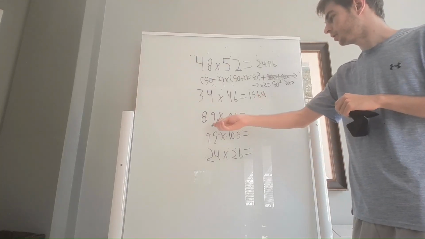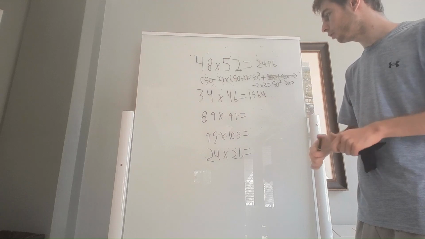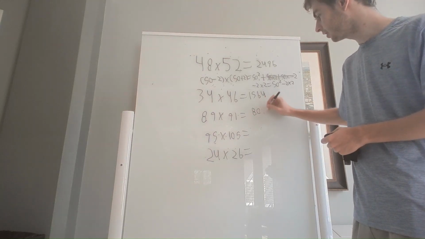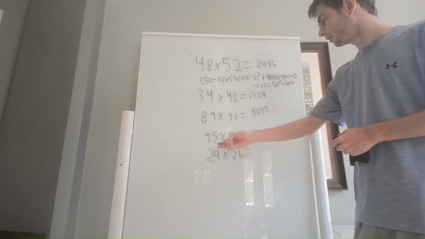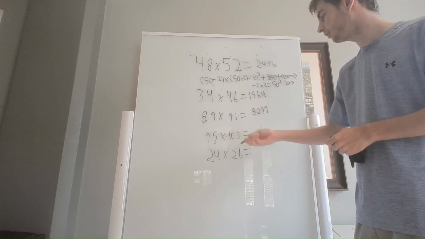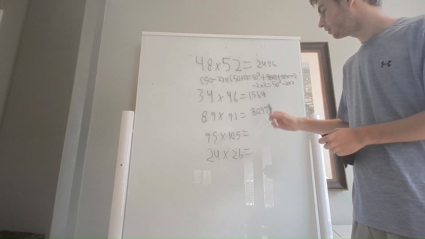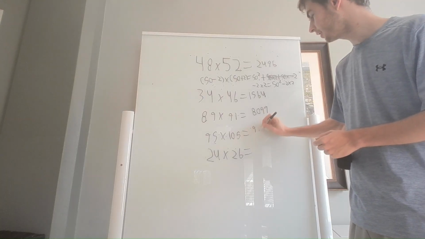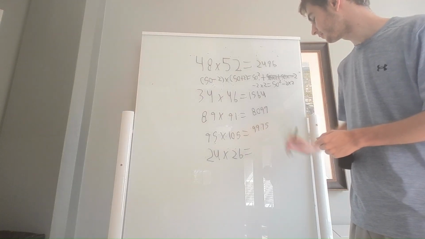And then a similar process here, 89 times 91, 8,100 minus 1, so 8,099. 95 times 105, there's another method you can use for this, but for now, I'll just do the same thing. You would get 10,000, and then you subtract 25, so 9,975.